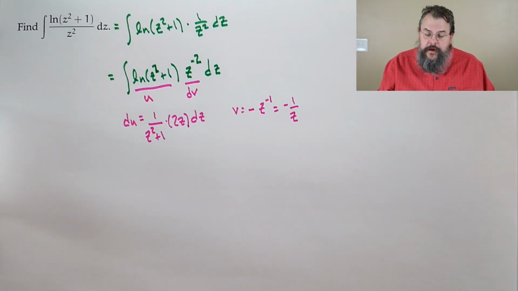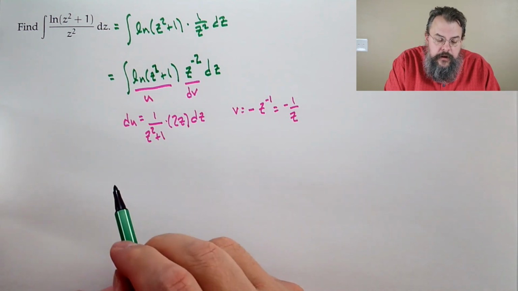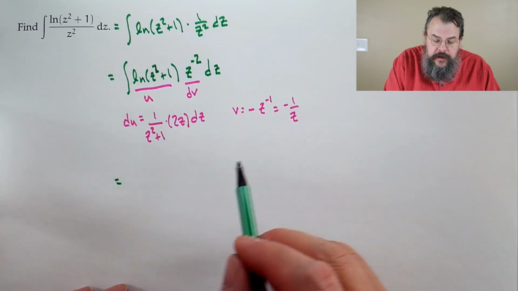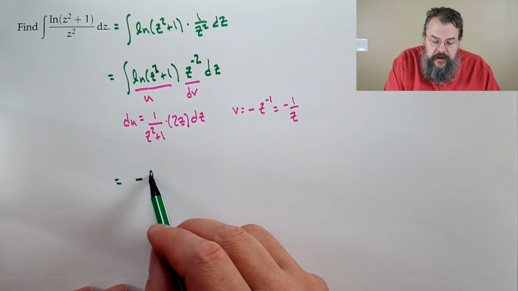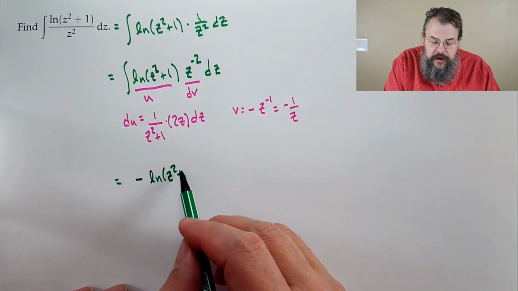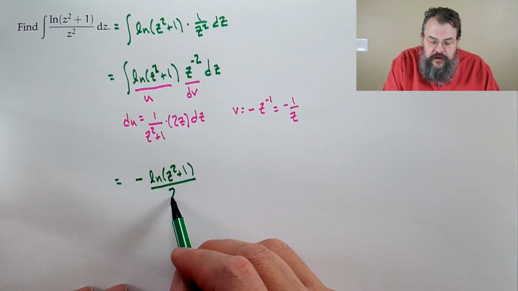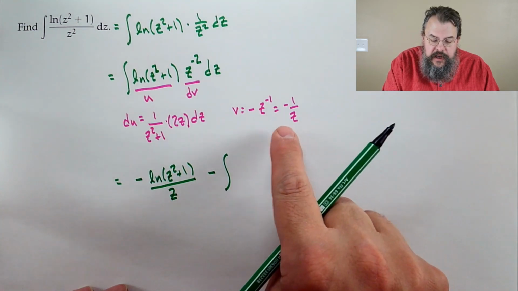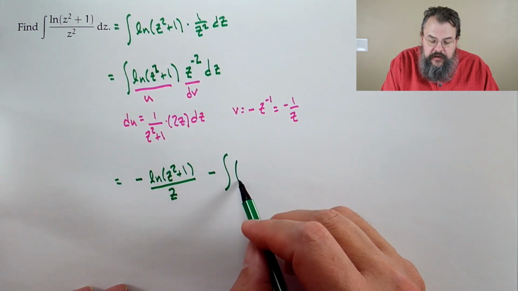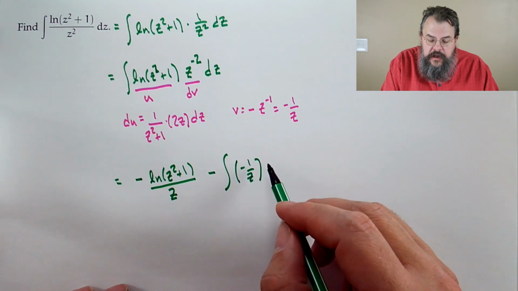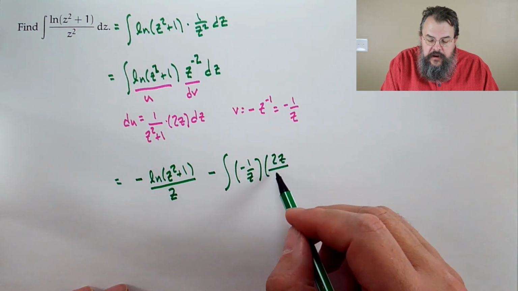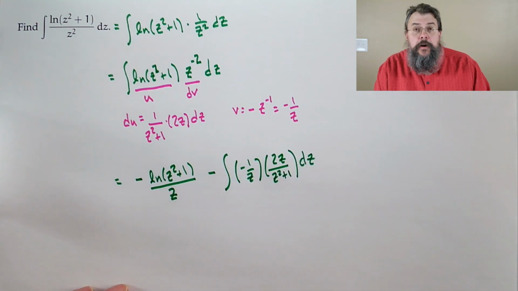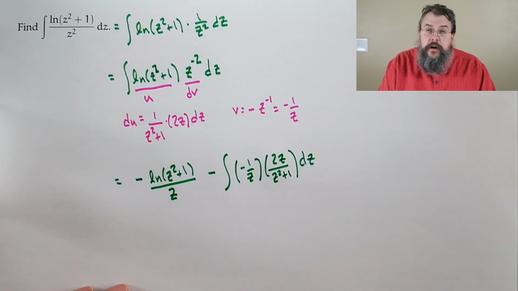Okay, so now where are we at? Well, we are going to do uv. So that'll be minus log z squared plus 1 over z minus the integral v du. So minus 1 over z times a 2z over z squared plus 1 dz. Okay, sounds good so far.